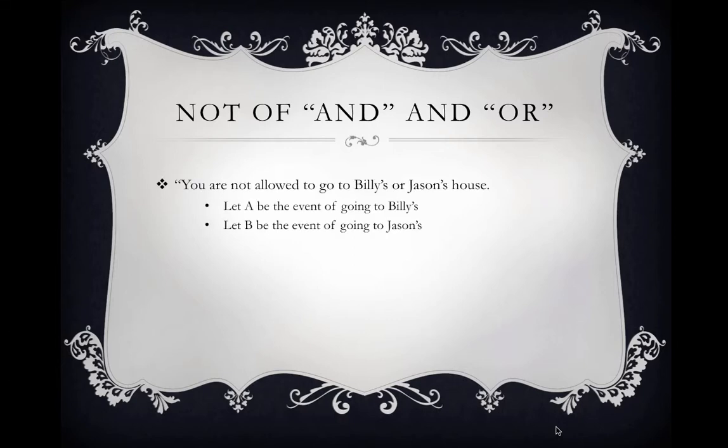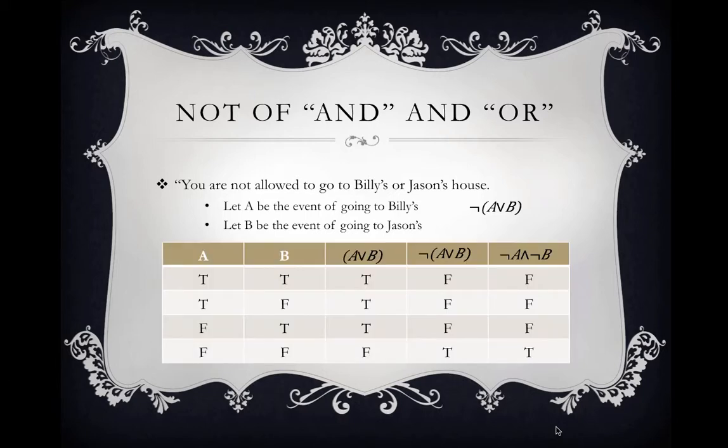Okay, let's look at the not of an or statement. So imagine your parents said to you, you're not allowed to go to Billy's or Jason's house. Now again, let A be the event of going to Billy's house and B be the event of going to Jason's house. What this would look like in a mathematical logical statement would be the not of A or B. So you can't have A or B. Now again, looking at truth tables, the first and second columns are identical again, taking on all the possibilities that you could have. So A could be true, B could be true, A could be true while B is false, A is false while B is true, and A and B are both false.